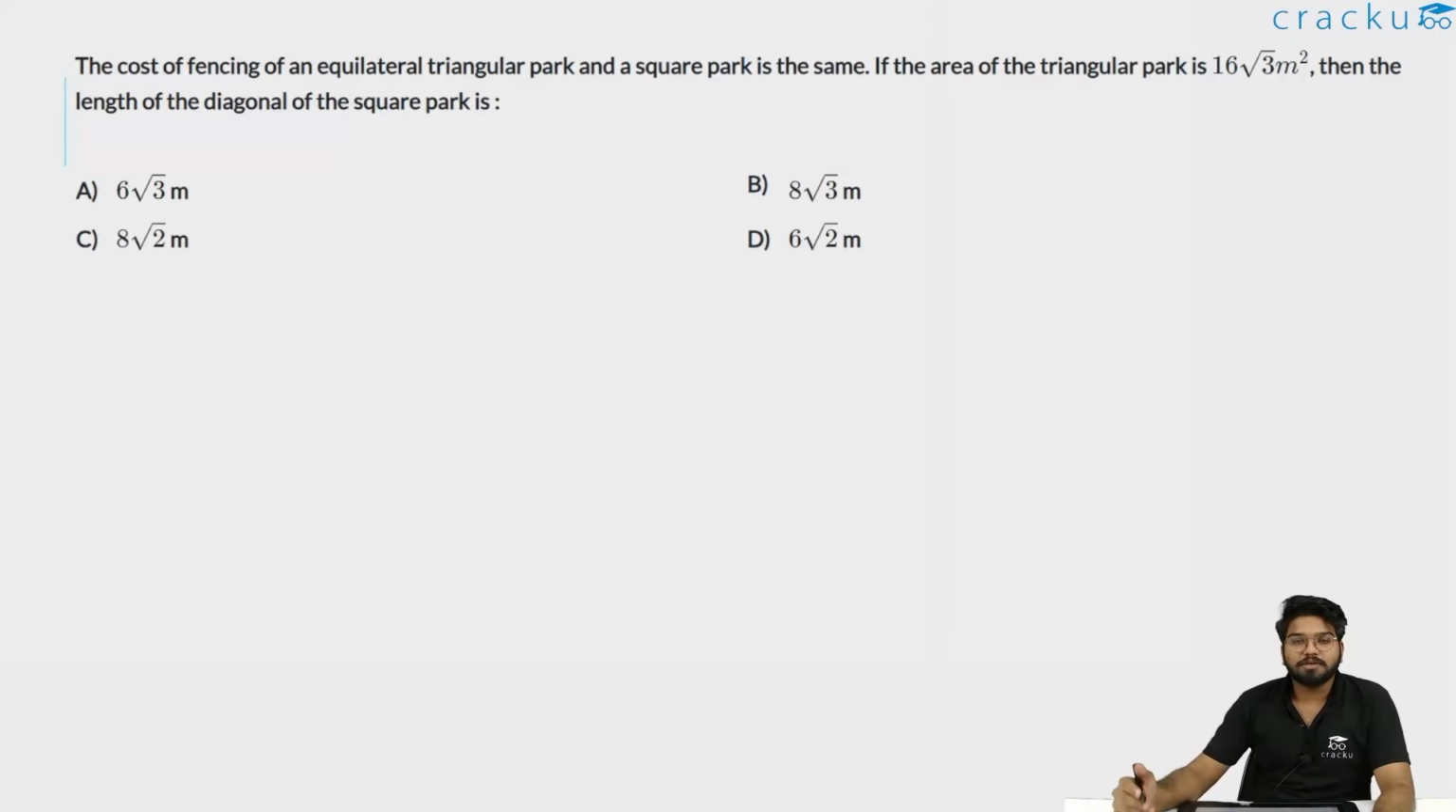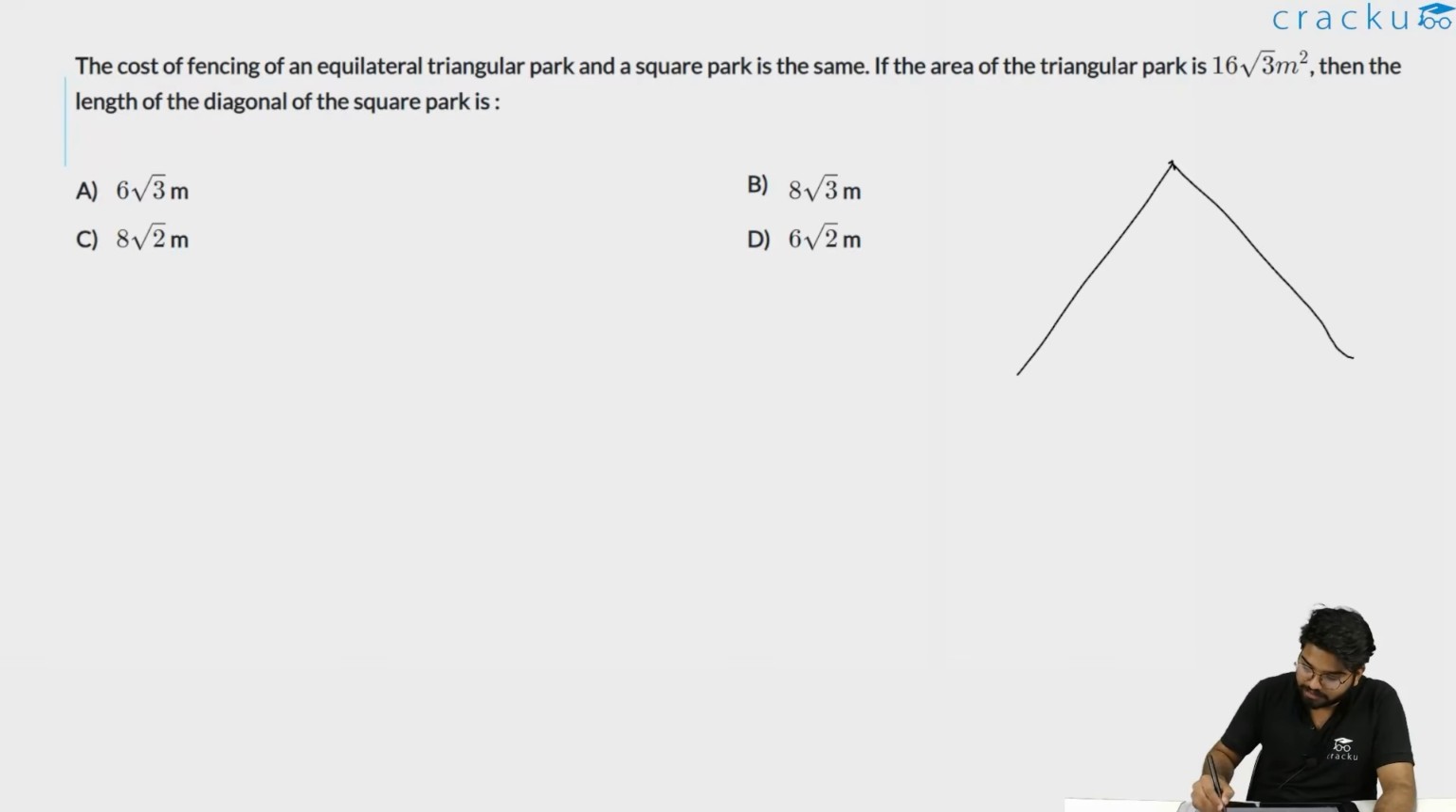Hi guys, we have this question based on an equilateral triangle and a square. It says that the cost of fencing of an equilateral triangular park and a square park is the same. Basically fencing is done on the perimeter, so the perimeter of the equilateral triangle and the perimeter of the square are the same. We know that the triangular park is an equilateral triangle, which means all the 3 sides are equal.